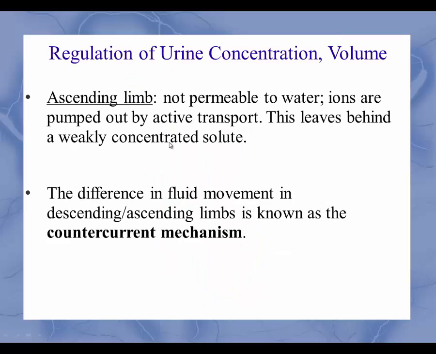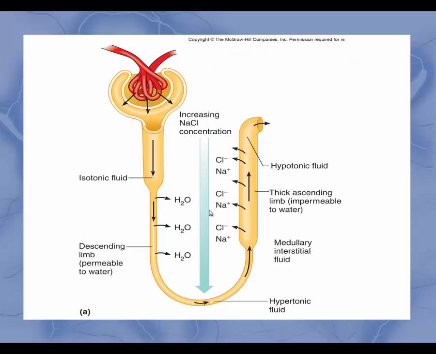Alright, for the ascending limb, it's not permeable to water, but this is where you have ions that are pumped out by active transport. This will leave behind a very weakly concentrated solute. So when you go back to this image, here it's very highly concentrated, but then some stuff gets pumped out. What the body wants is pumped out, and what's left over is what will be peed out. So when you get to here, you have a very weakly concentrated solute.